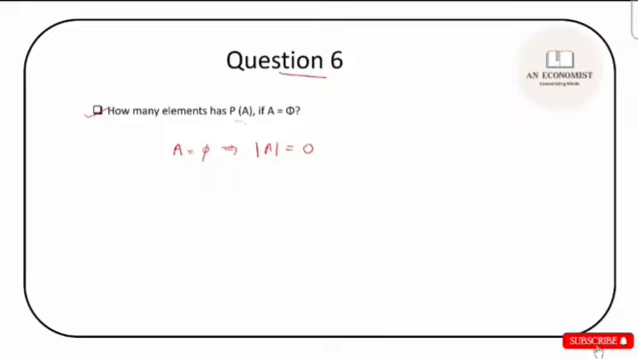Now if you remember, we have given a formula regarding the number of elements of the power set. What was that formula? The number of elements in the power set, or the cardinality of the power set, will be simply 2 to the power of the cardinality of set A. So it is 2 to the power 0, which is 1. So if a set is empty, it means the cardinality of its power set will be 1.